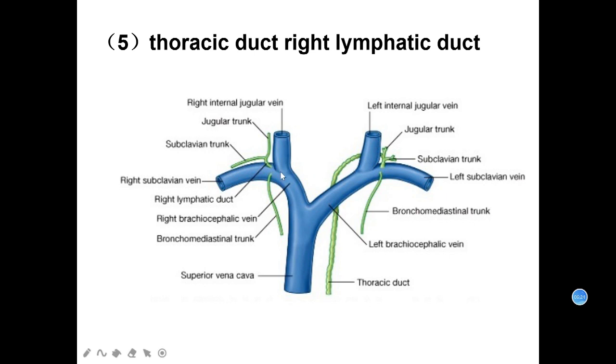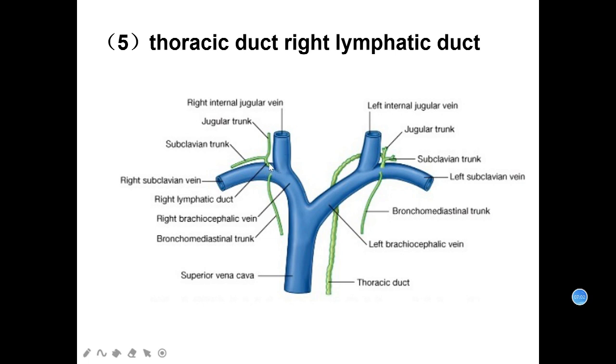This green color, they are lymphatic vessels: the thoracic duct and the right lymphatic duct. This one is the thoracic duct. Now this very small one is the right lymphatic duct. The thoracic duct's other name is the left lymphatic duct. So these two ducts finally enter the vein, but from here, the venous angle, right and left venous angle. The venous angle is formed by the internal jugular vein and the subclavian vein.